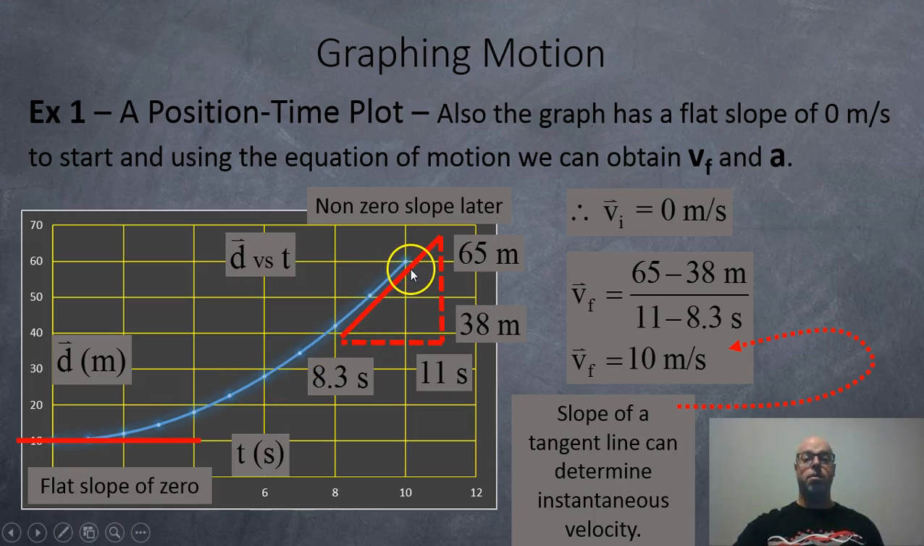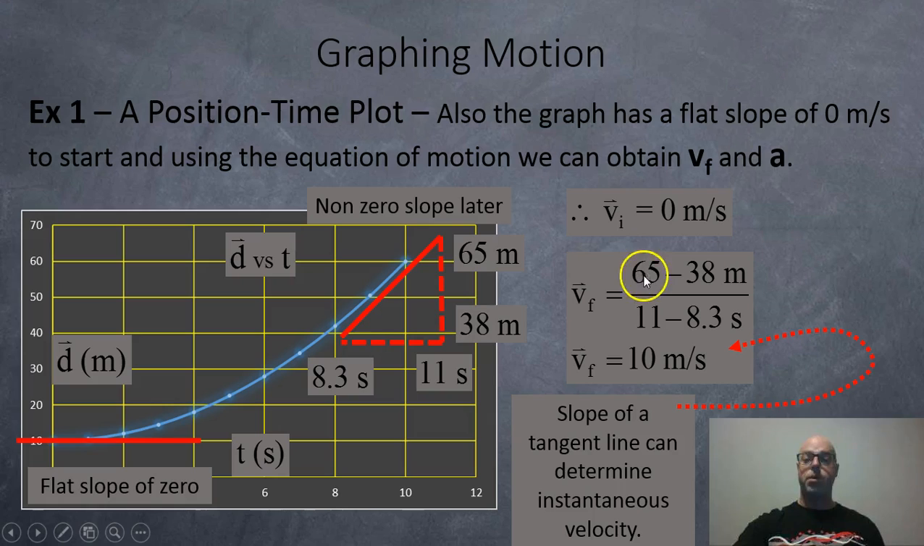Eventually, at 10 seconds, we can draw a tangent line. So a tangent line just touches the curve. It doesn't go through the curve. And if we look very carefully, this tangent line goes from 8.3 seconds to 11 seconds. It goes from 38 meters up to 65 meters. And if we find the slope of the tangent line, that should tell us our instantaneous velocity.